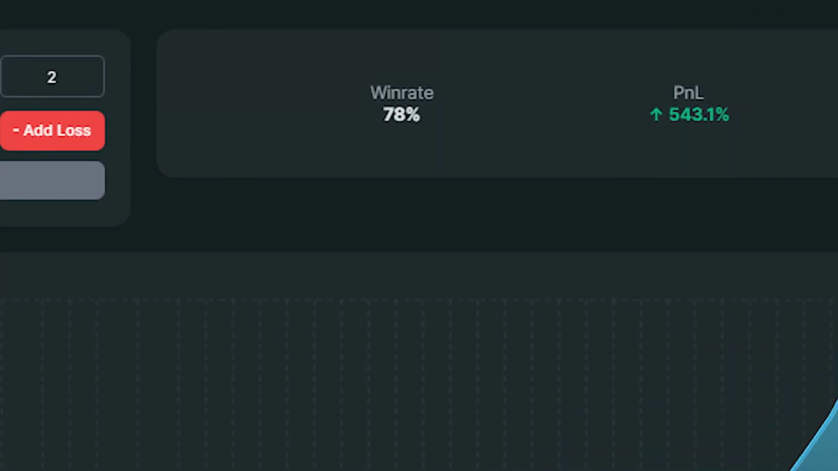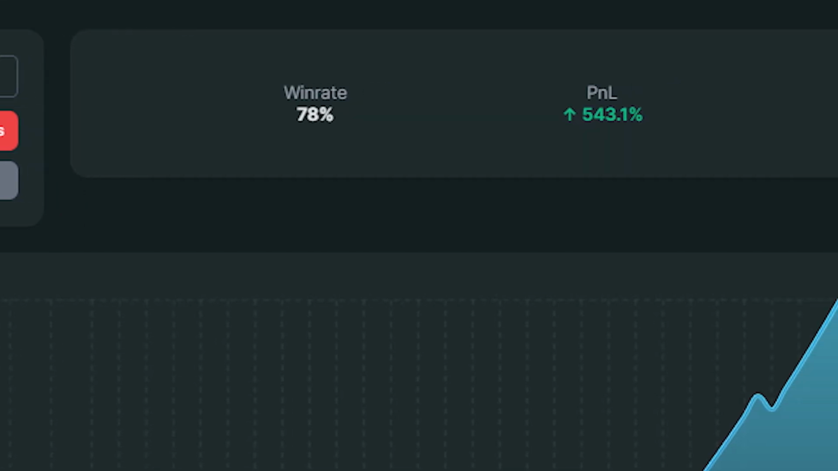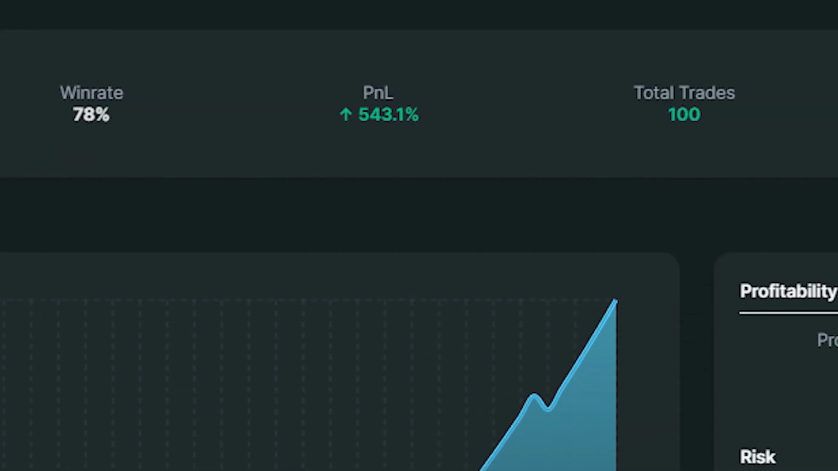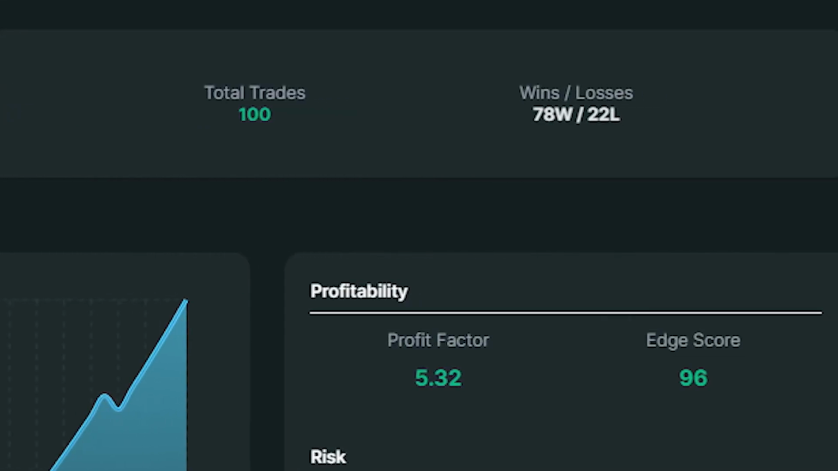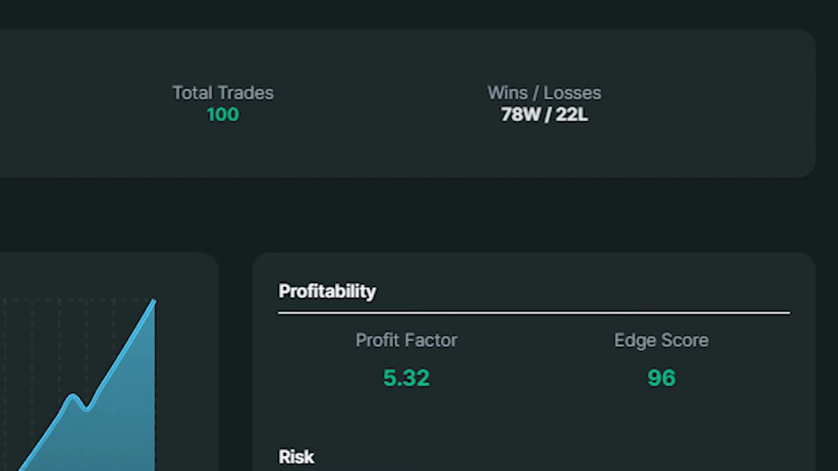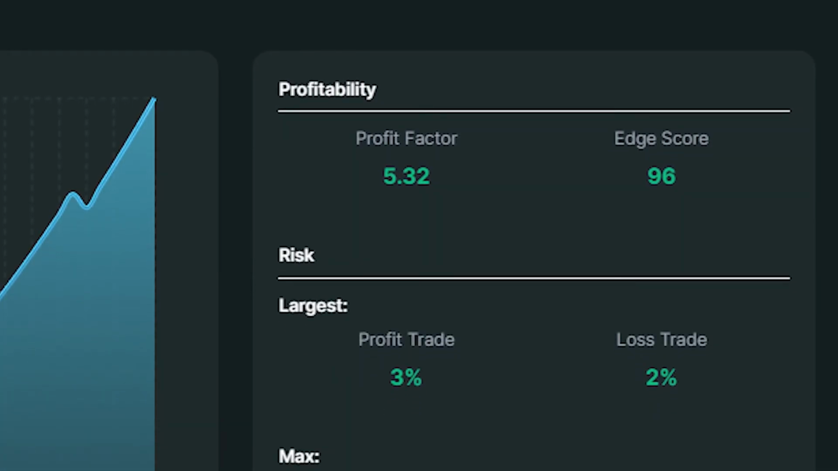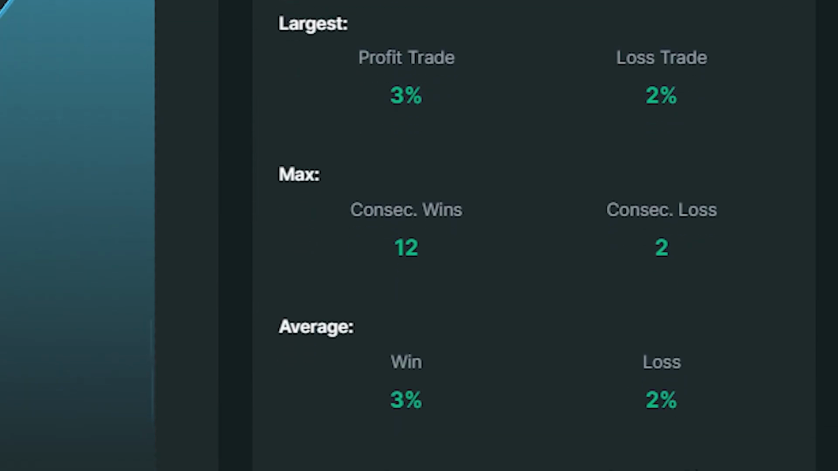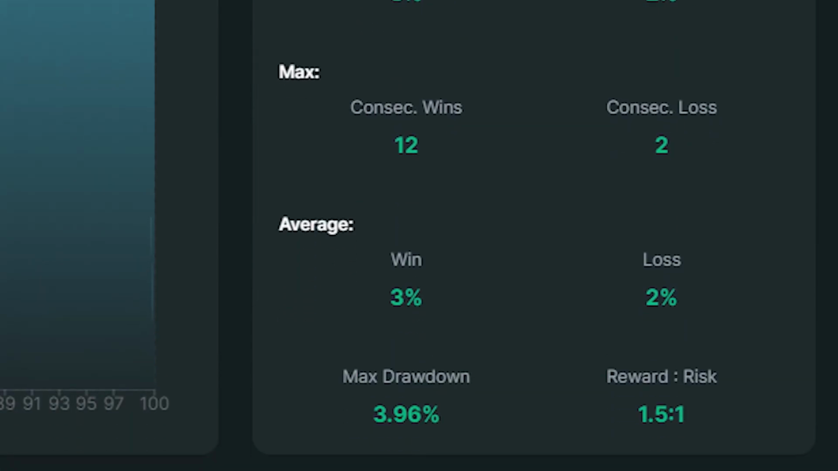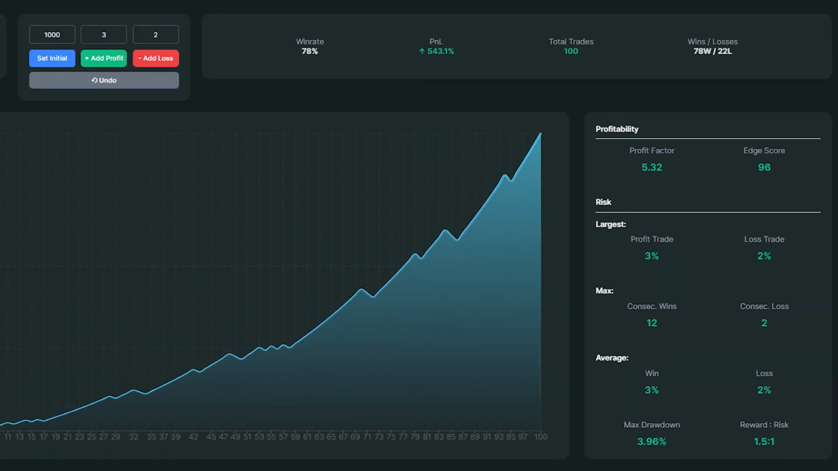The win rate was 78%, which means this is the best scalping strategy on the channel. My account size increased by 543%. I had 78 wins against 22 losses only. The profit factor was 5.32. I had 12 consecutive wins against 2 consecutive losses only. The maximum drawdown was 3.96%. Overall, the strategy shows amazing results.